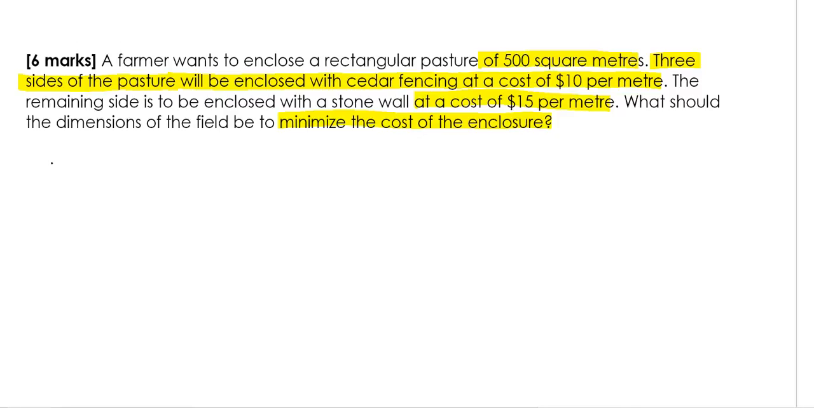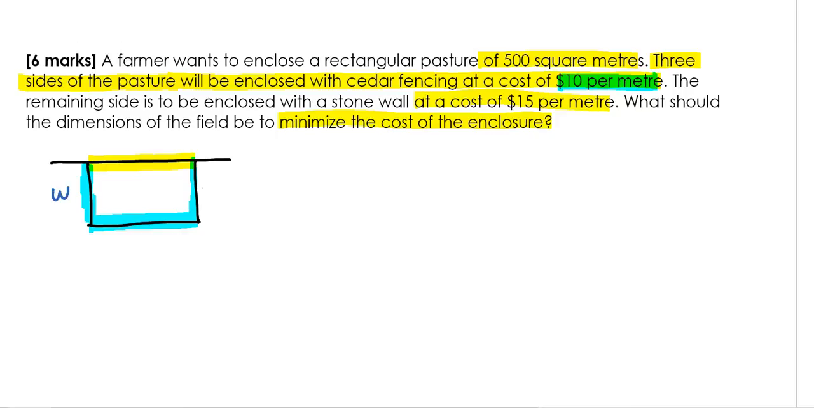Okay, so in order to do a problem like this, let's go ahead and just draw a diagram here. Here's my rectangle pasture right here, and I know that 3 sides of the rectangle pasture will be charged at $10 per meter. Okay, so this might be my width right here, and this might be the other width, and let's call this the length, and that means this length, which I put a red L there to indicate, is the side that's going to be built as a stone wall, and that's going to cost $15 per meter.